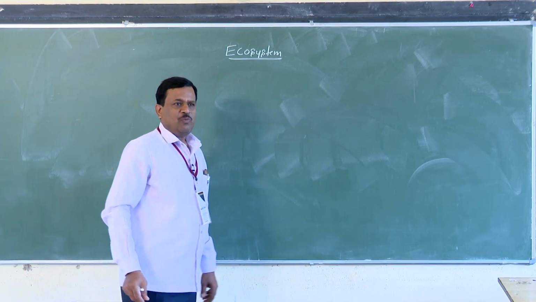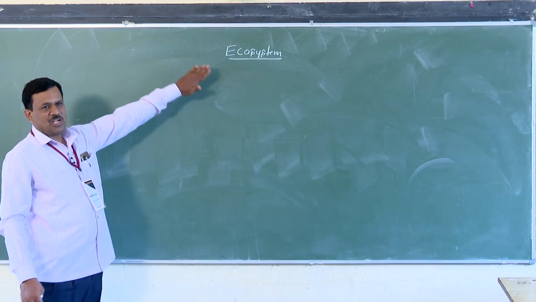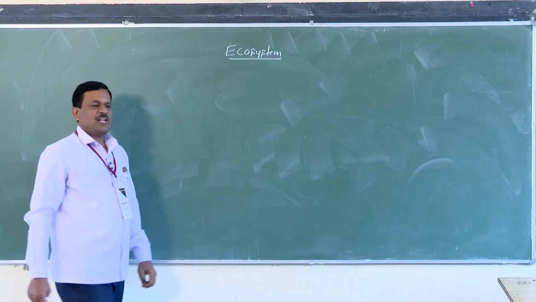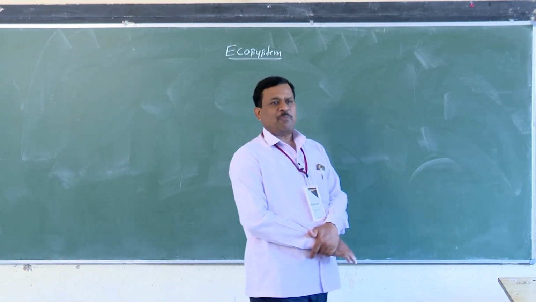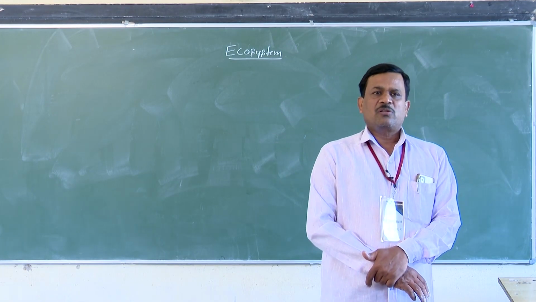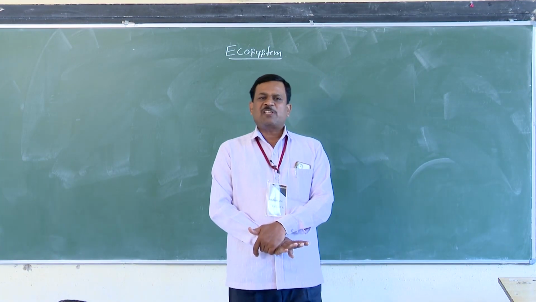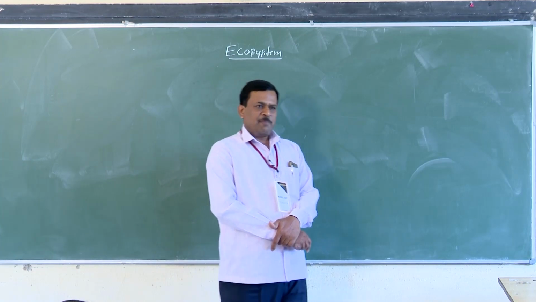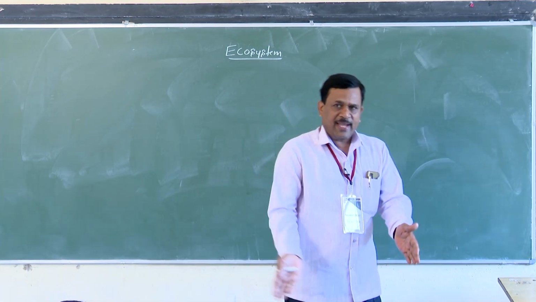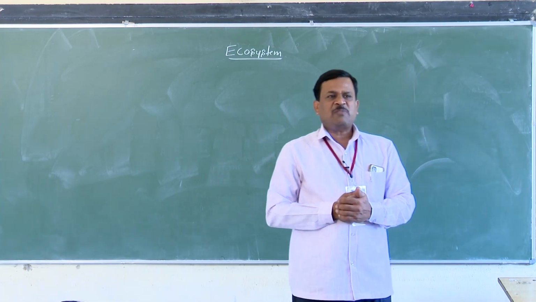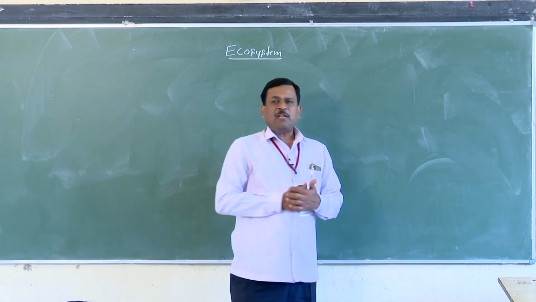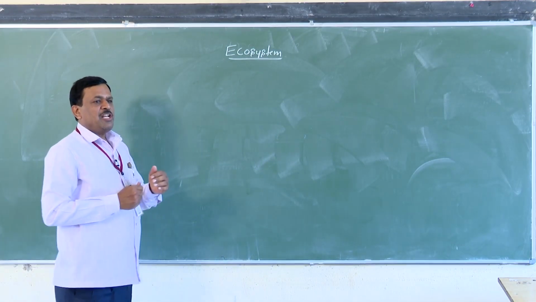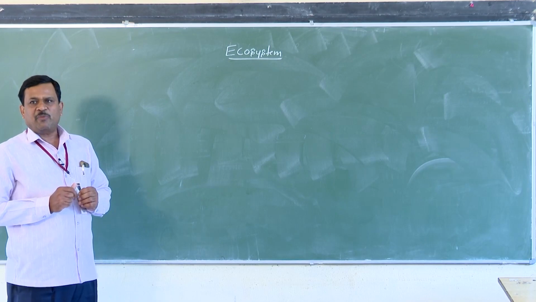In this chapter, we study 4 aspects. First one is productivity. Yes or no, students? Different types of the productivity: primary productivity and secondary productivity. Primary productivity is again divided into gross primary productivity and net primary productivity, and secondary productivity. And different types of the productivity.